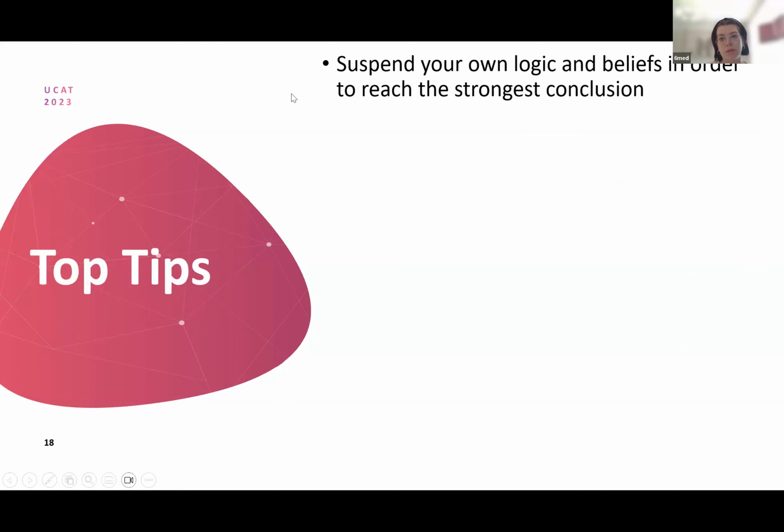So, top tips for decision-making. Again, similarly to verbal reasoning, you need to suspend your own logic and beliefs. Especially in decision-making, this is where you'll see really obvious texts and you'll be thinking, oh, it says a blackbird is a bird. That's obviously true. But if it doesn't say that in the text, you can't put that it is true, because you can't logically come to that conclusion from the evidence they've given you. So make sure you're just focusing on what the text says and not what you believe yourself.